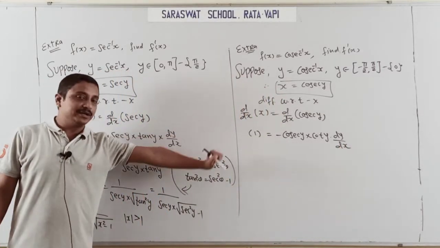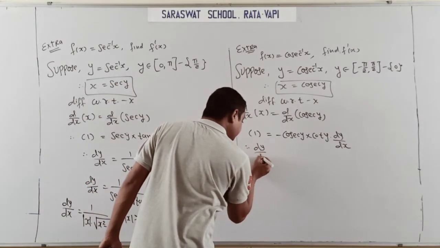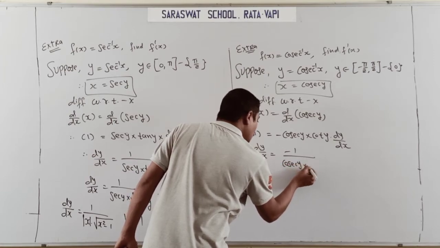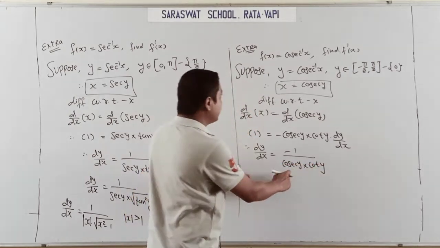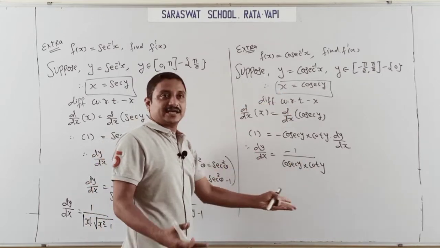So I just show that dy by dx is minus 1 by cosec y into cot y. Students, cosec y is already known, put it in directly, but for cot y we use the identity.